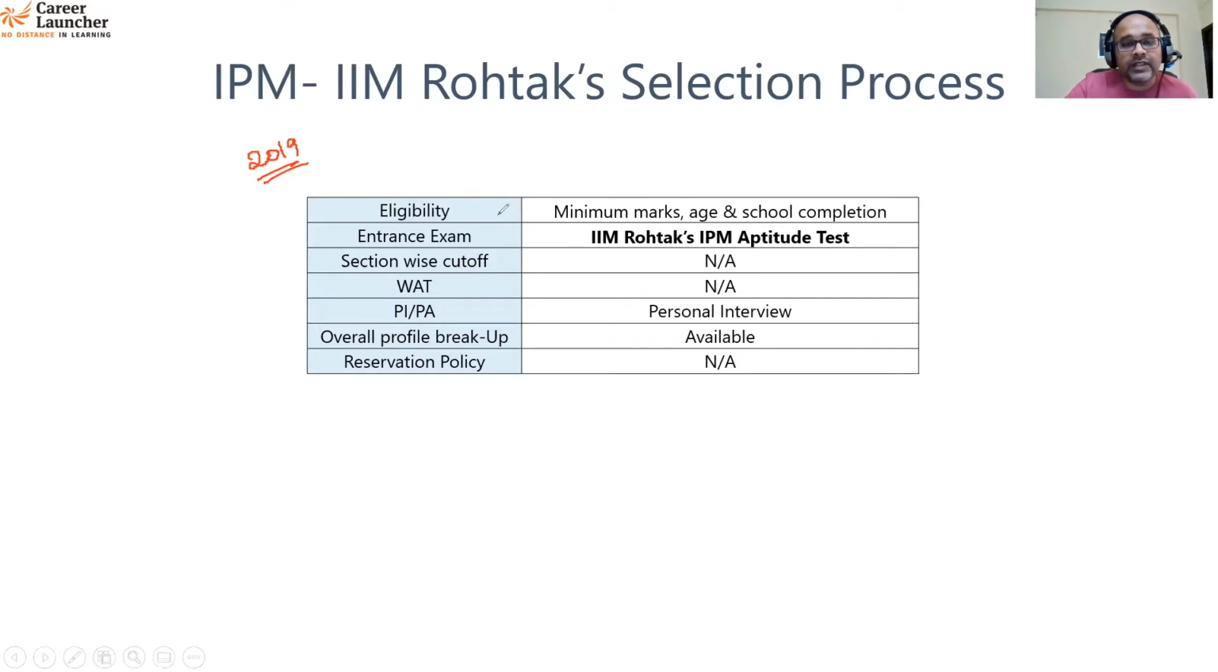Anyway, the eligibility for you to write the entrance exam, that is the IPM Rohtak entrance exam called IPMAT, is your minimum marks, age and school completion. We have already discussed the marks required, the age criteria, and which standard you have to be in, in a separate video already. So if you want to access that, please subscribe to my channel and go through the videos in my channel. Today we will look at the IPM aptitude test, basically what happens after the aptitude test, because I've already done a video on the aptitude test of IPM Rohtak.